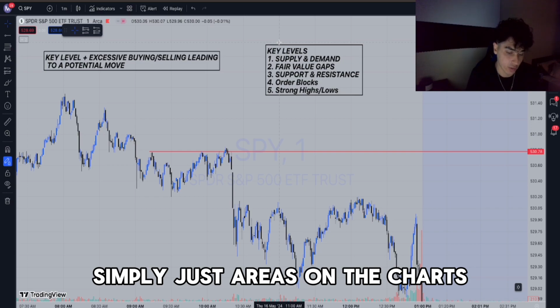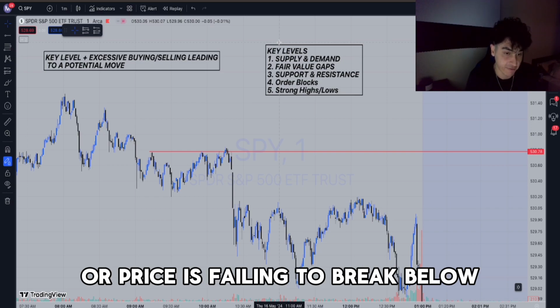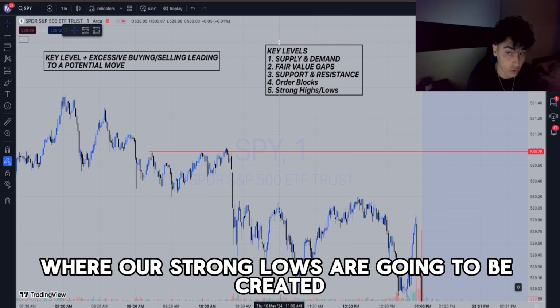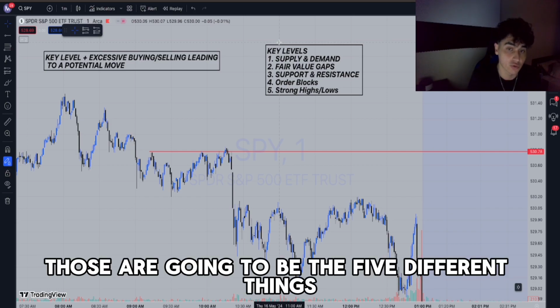Simply areas on the charts where price is failing to break below, and those are where our strong lows are created. But that's going to be that. Those are the 5 different things.